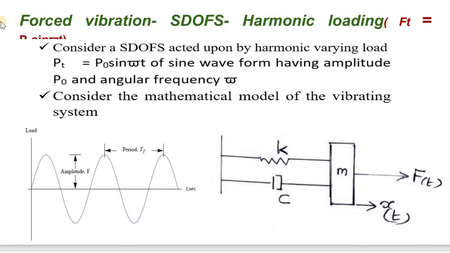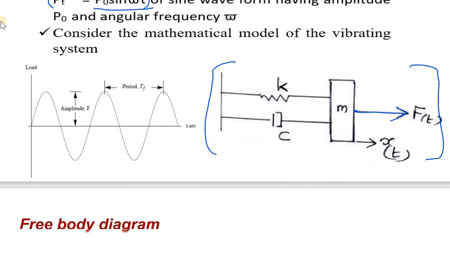Now let us consider a forced vibration system which is subject to a harmonic loading, and here we are going to consider the sine load. With respect to the sine wave, we are going to find the response. This is a simple spring-mass-dashpot model. A mass will be there, stiffness will be there, then damping will be there, as well as the external load.